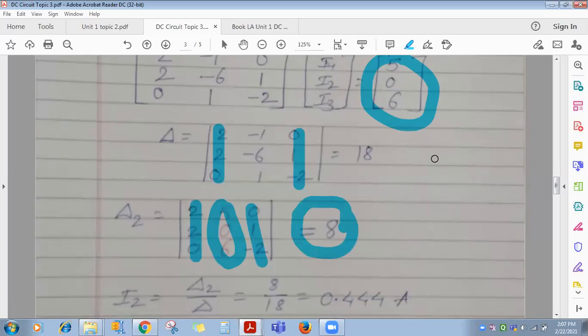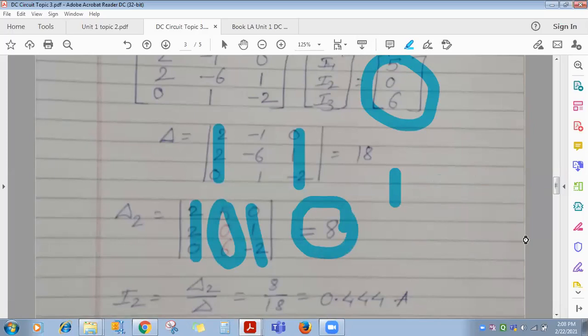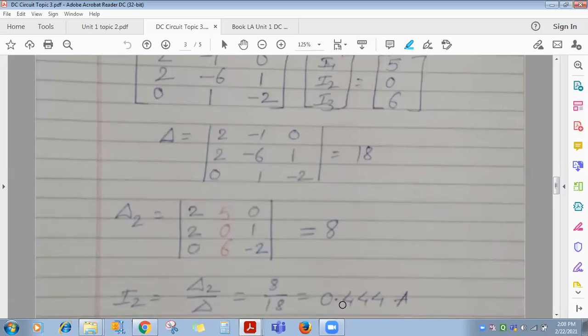अगर आपको I1 find out करना है तो what will be the formula? I1 क्या formula है? अगर I2 का del 2 by del है तो I1 का क्या रहेगा? Del 1 by delta. Correct. I1 is equal to del 1 by del. So del 1 by del है तो del तो है आपके पास. del 1 के लिए क्या करोगे आप? सिर्फ ये कॉलम रिप्लेस करना है by 506, right? del 1 के लिए.